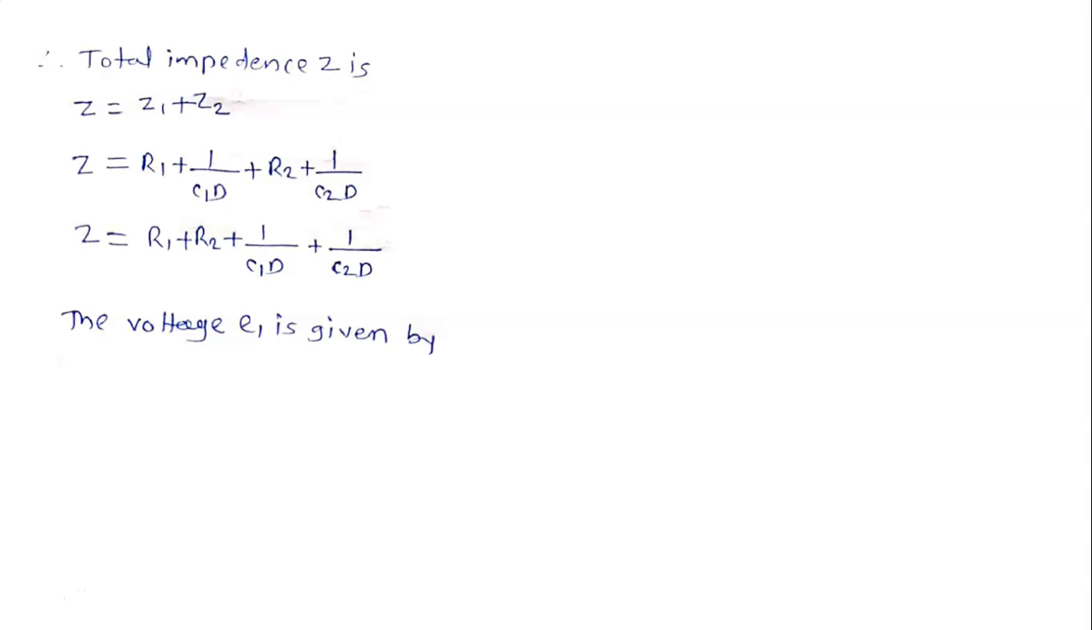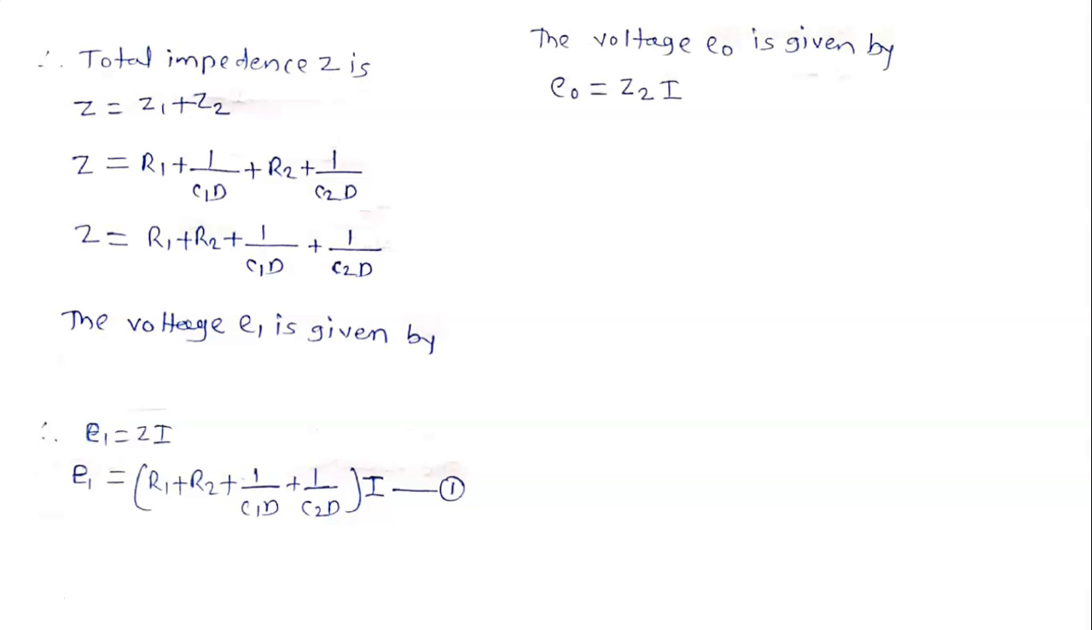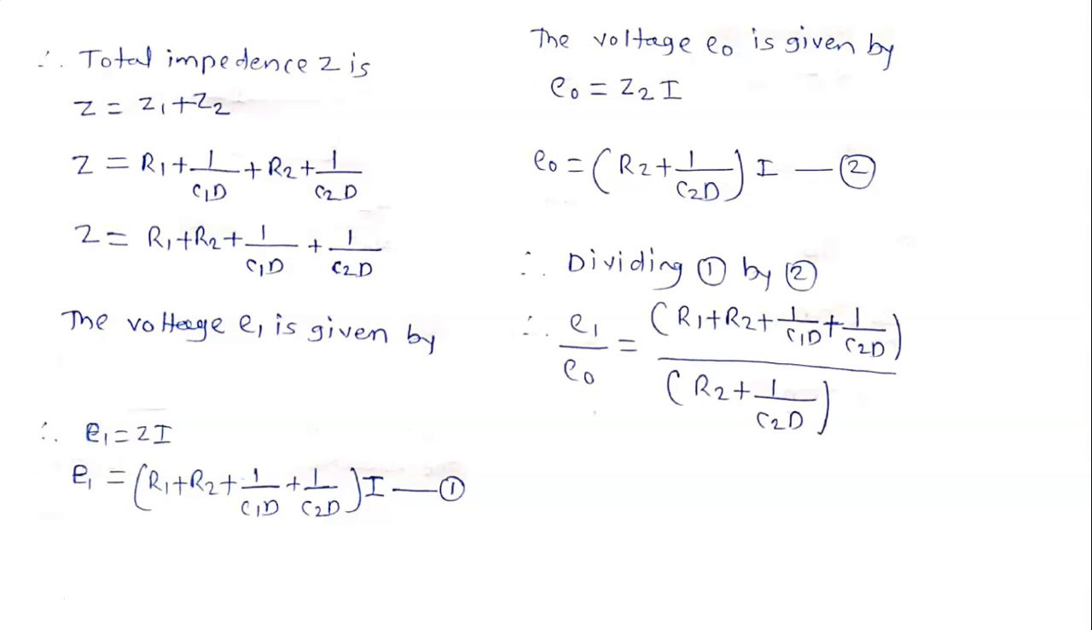Therefore, the voltage E1 is given by E1 is equal to ZI. Substituting the value of Z, we are getting E1 is equal to R1 plus R2 plus 1 upon C1D plus 1 upon C2D, into I, equation 1. Similarly, the voltage E0 is given by E0 is equal to Z2I. Substituting the value of Z2, E0 is equal to R2 plus 1 upon C2D, into I, equation 2. Dividing equation 1 by 2, we are getting E1 upon E0 is equal to R1 plus R2 plus 1 upon C1D plus 1 upon C2D, divided by R2 plus 1 upon C2D.